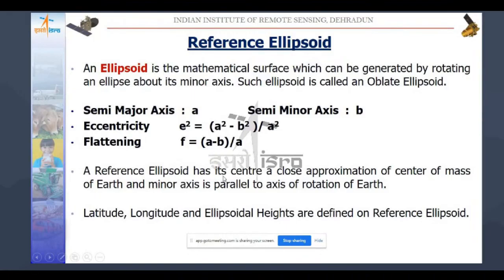Okay, a reference ellipsoid has its center at a close approximation of the center of mass of Earth, and its minor axis is parallel to the axis of rotation of the Earth. So latitude, longitude, and the ellipsoidal height are defined on this reference ellipsoid. So latitude and longitude are defined on this reference ellipsoid.